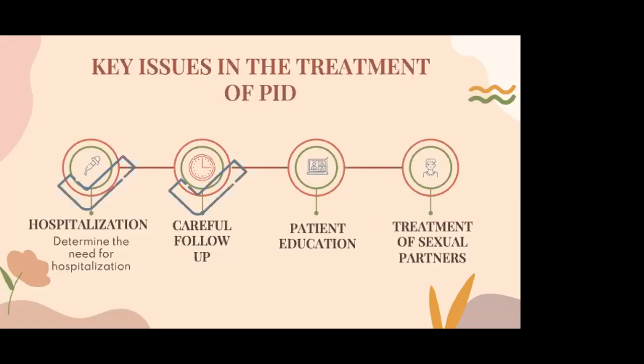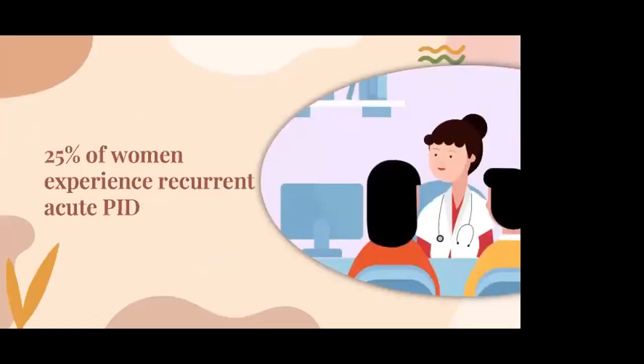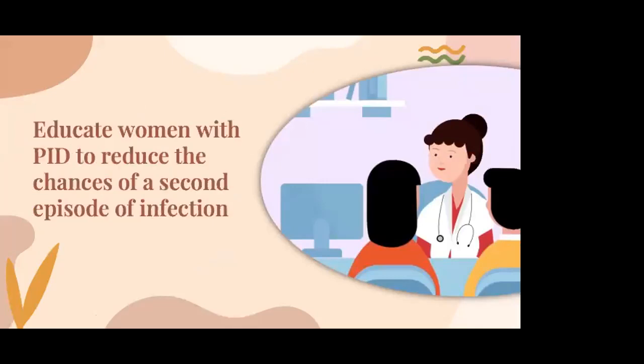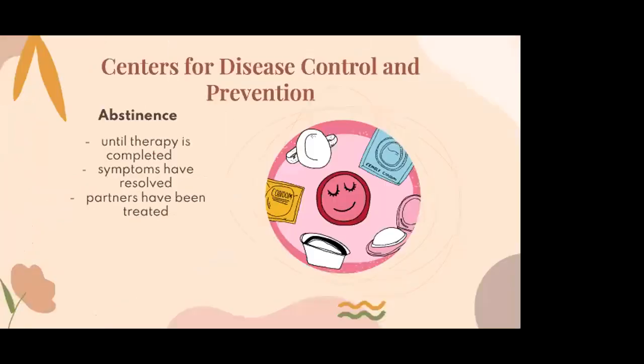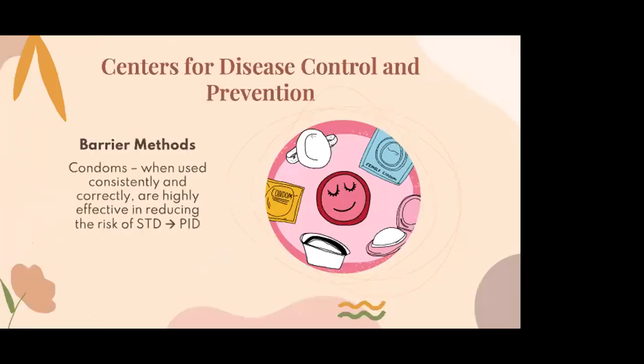So what about patient education? Patients should know that in 25% of women, they experience recurrent acute pelvic inflammatory disease. So it's important to educate them to reduce the chances of a second infection. Women should be instructed to abstain from sexual intercourse until therapy is completed or until symptoms have resolved and partners have also been treated. So we should offer barrier methods. Condoms, when used consistently and correctly, are highly effective in reducing the risk of STD and PID.